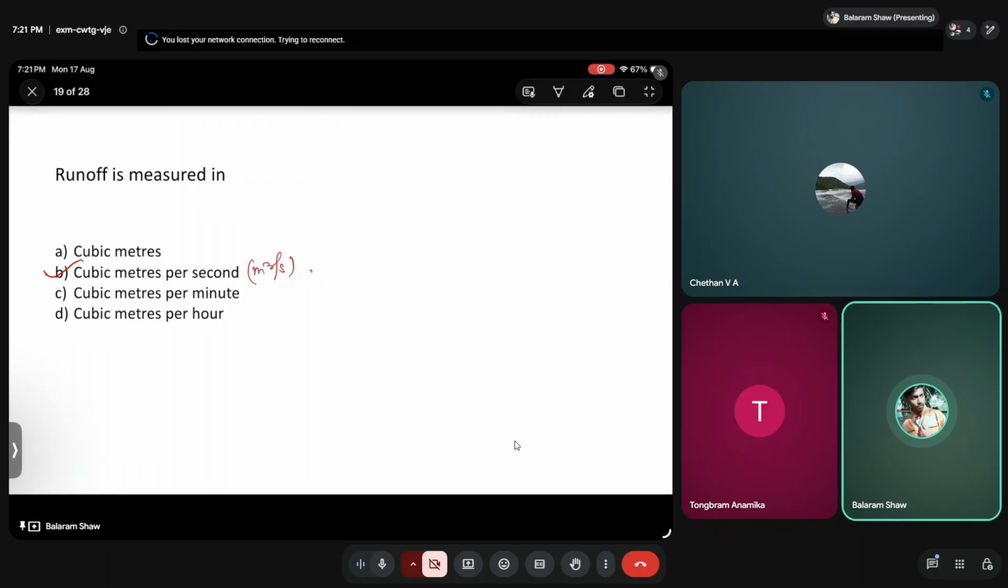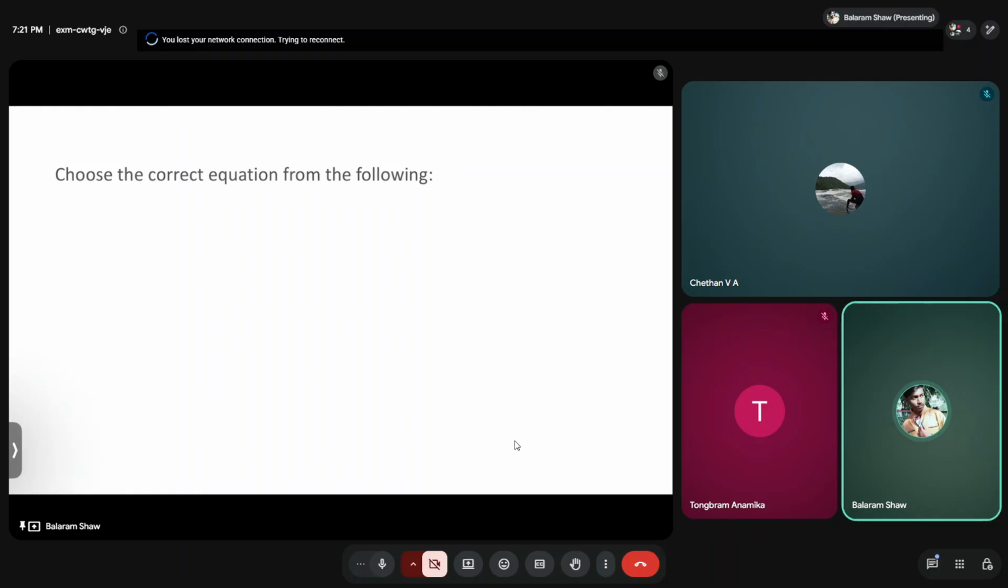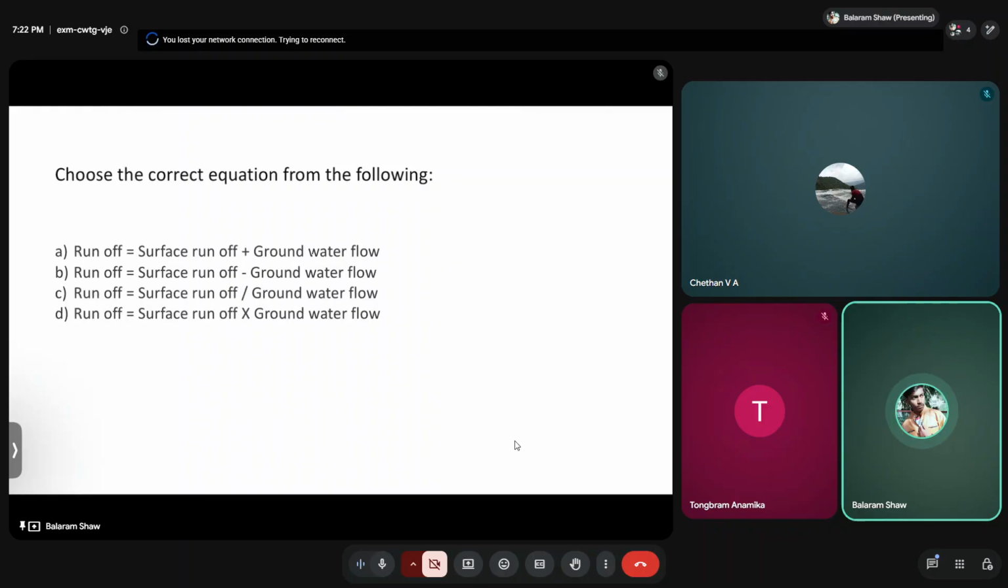The next question is, choose the correct equation from the following. Your options are runoff equals surface runoff plus groundwater flow, or surface runoff minus groundwater flow, surface runoff divided by groundwater flow, or surface runoff multiplied by groundwater flow. So we know the correct answer will be surface runoff plus groundwater runoff, or the base flow. You can write this as base flow also, right? So the correct answer is E.